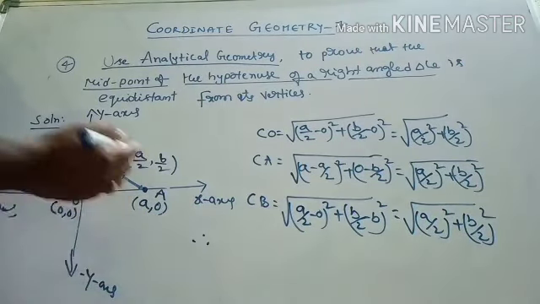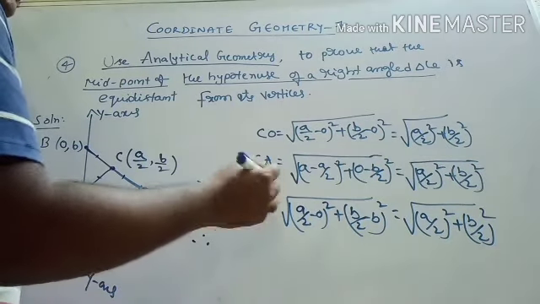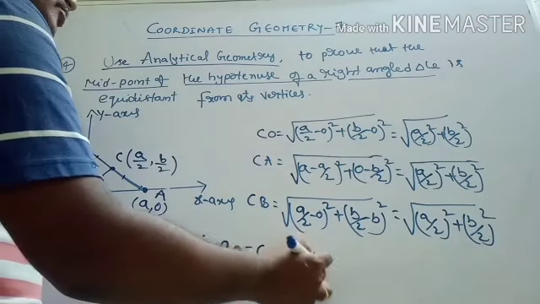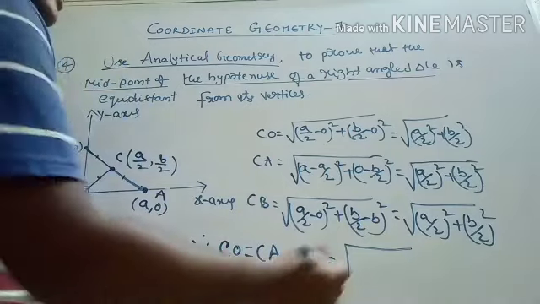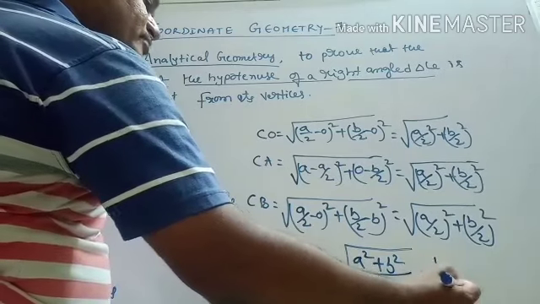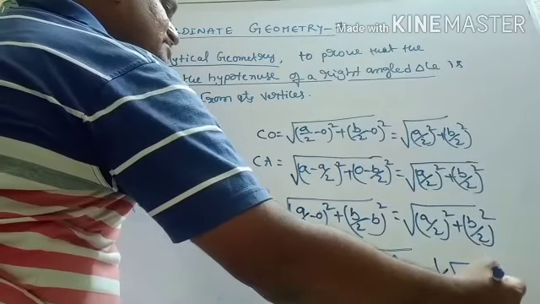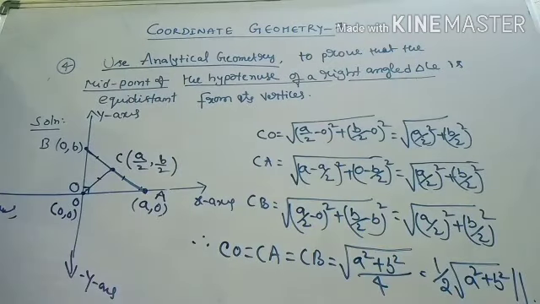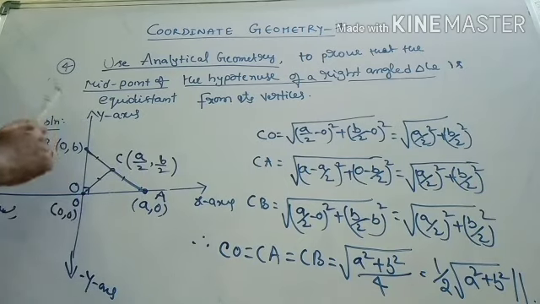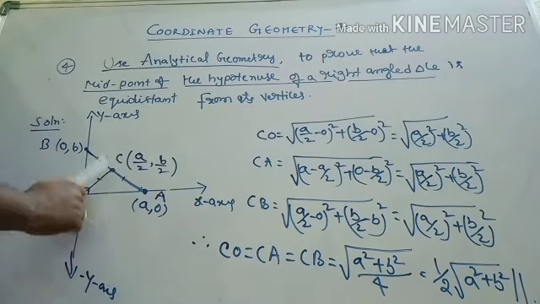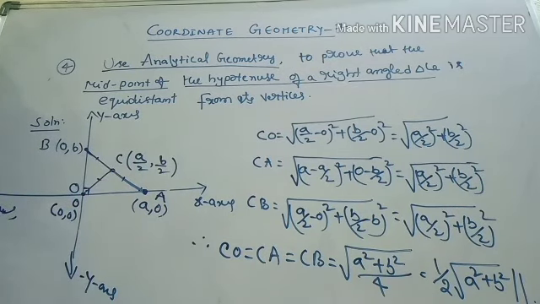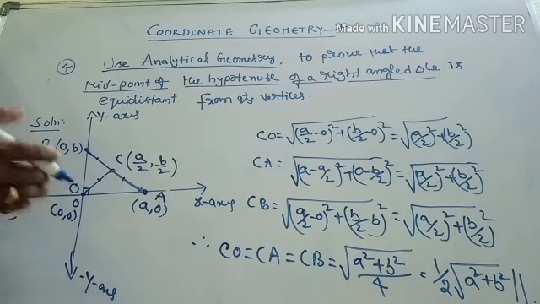Therefore, my dear students, totally here CO is equal to CA is equal to CB, and you have got that as the square root of (A square plus B square) by 4. That means 1 by 2 if you take out, this is the square root of A square plus B square. So C is equidistant to O, C is equidistant to A, C is equidistant to B. That means CO equal to CA equal to CB. Very easily you proved this using the analytical geometry or coordinate geometry concept. You got this proof. This is a result.